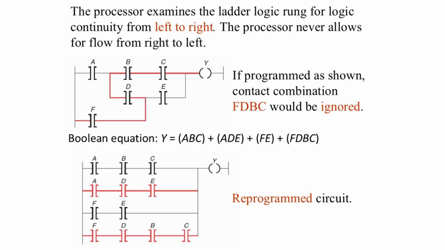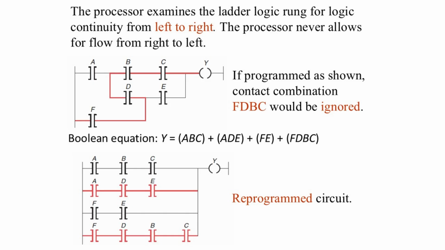It checks each instruction in sequence to determine if a complete path of true conditions exists from the left power rail to the right. Only when that continuity is maintained does the output instruction, usually a coil, become energized. In the example at the top, the circuit contains several branches, but one of them forms a path that appears to flow from right to left.